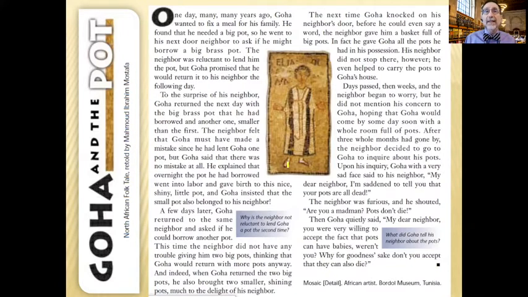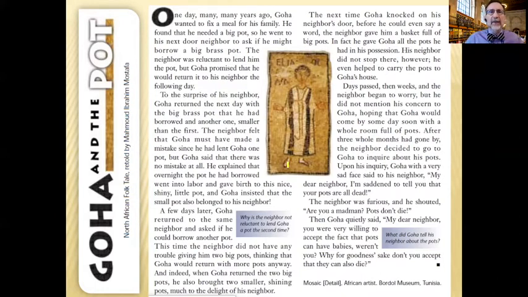One day, many, many years ago, Goha wanted to fix a meal for his family. He found that he needed a big pot, so he went to his next-door neighbor to ask if he might borrow a big brass pot. The neighbor was reluctant to let him borrow the pot, but Goha promised that he would return it to his neighbor the following day. To the surprise of the neighbor, Goha returned the next day with the big brass pot that he had borrowed and another one, smaller than the first.